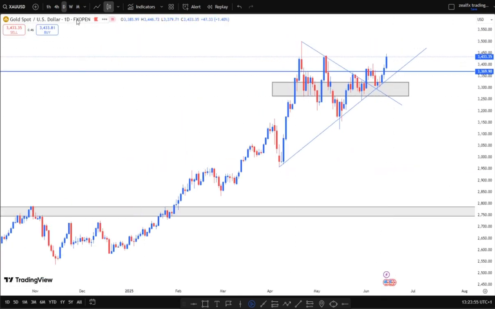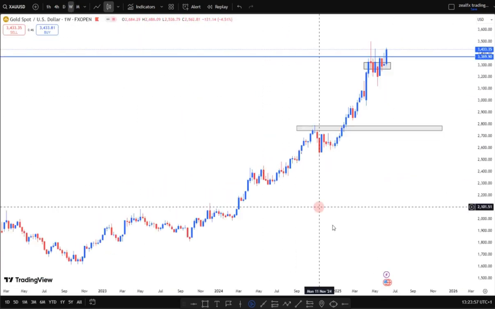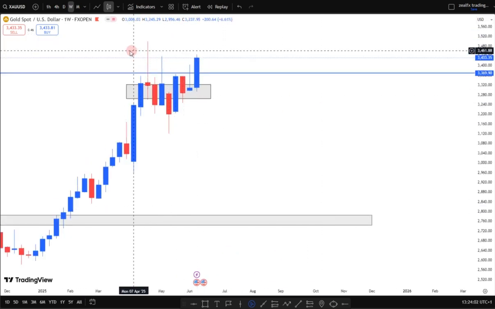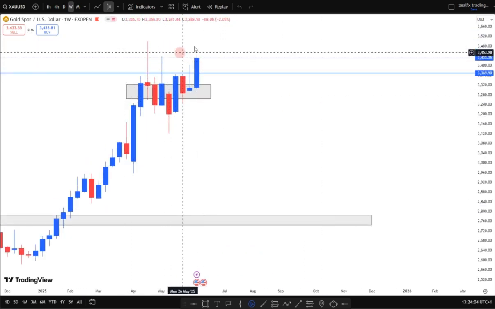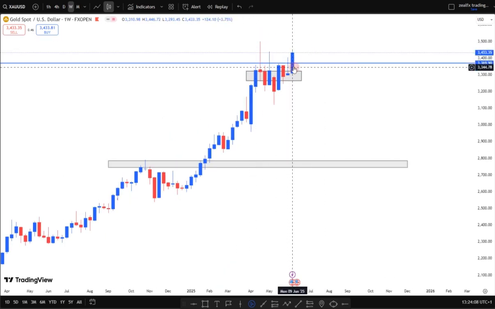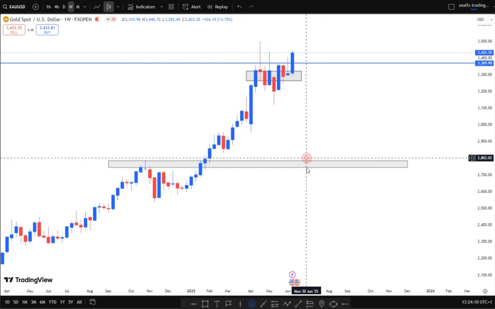Gold USD on my daily chart. So let's start from the weekly chart. Gold USD on my weekly chart closed on this weekly zone. So we have price on this resistance zone, and this particular zone is still a free zone. Price can break it and price can also retest from it.